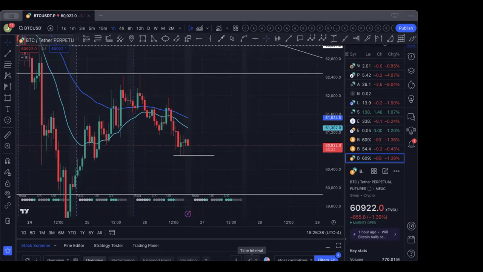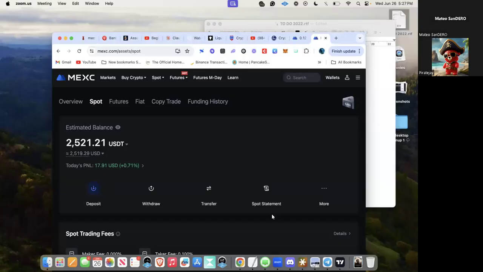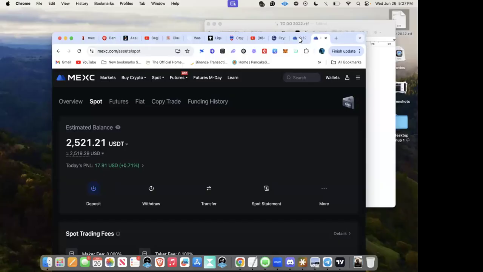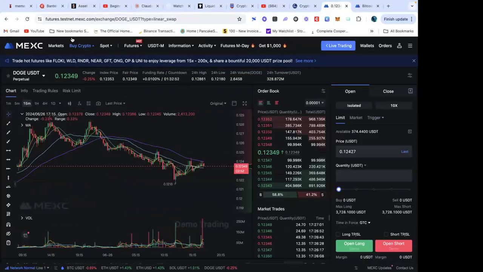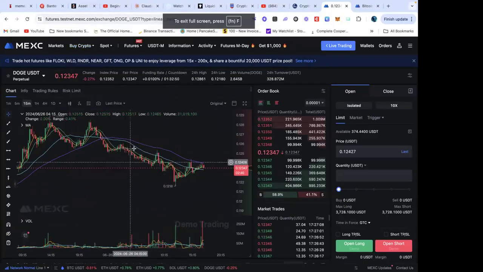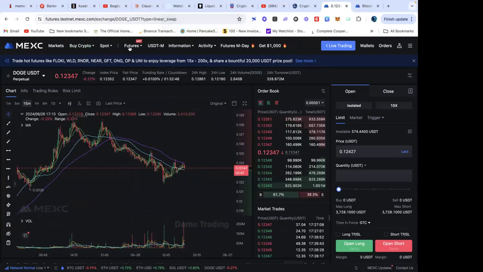Let me show you an example here. Let me go and share my MEXC screen. Share screen, desktop. Sure, I have nothing to hide. So here it is. You can see my screen. Yeah, you can see my desktop. So we're in demo trading.